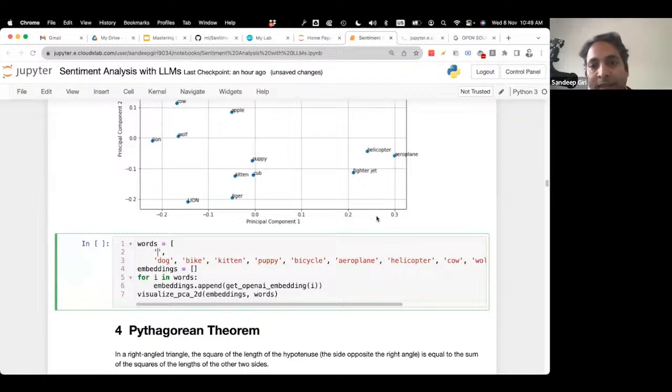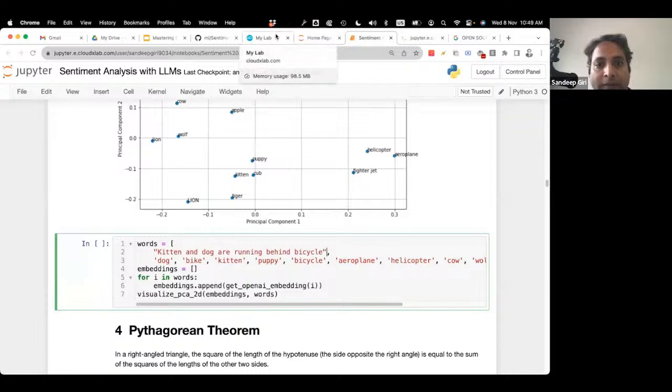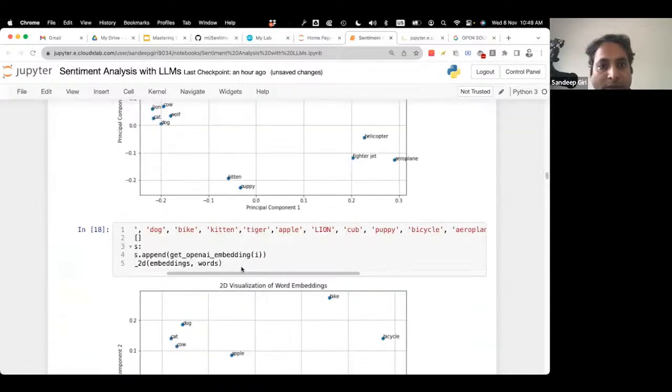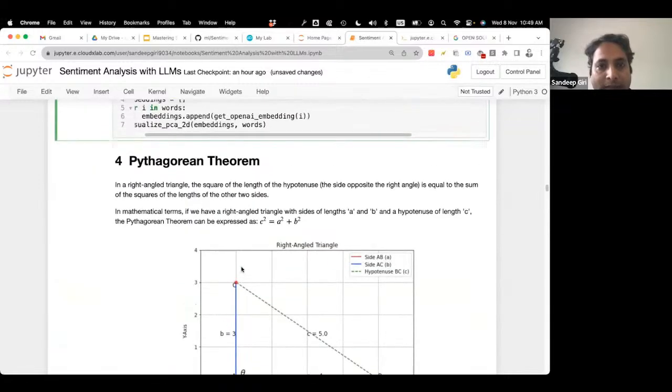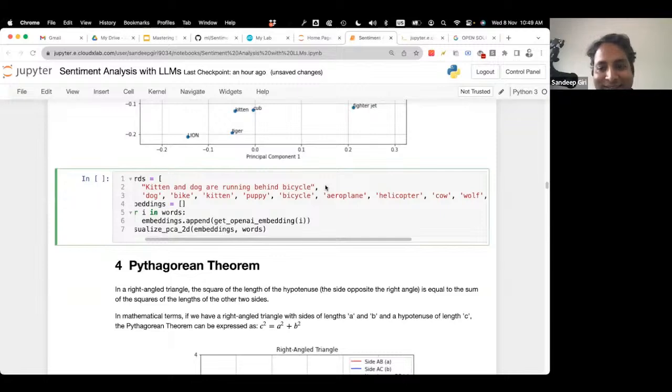Okay. First one I got, kittens and dogs are running the... Okay, did I remove anything? Yeah, I removed the cat. I'll keep the cat as well. Okay, let's see how it goes.